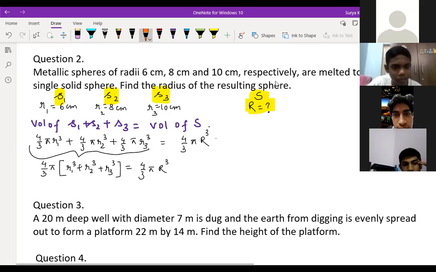Sir, we should get the values of the radius. Yeah, we can cancel here now. 4 by 3 pi, 4 by 3 pi cancel. Can we cancel it out, sir?